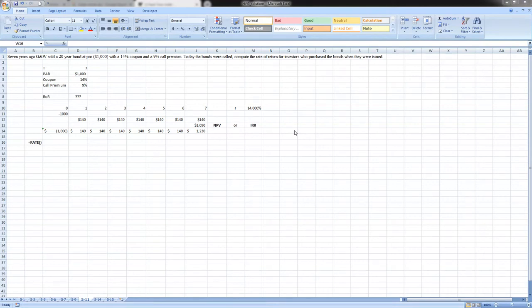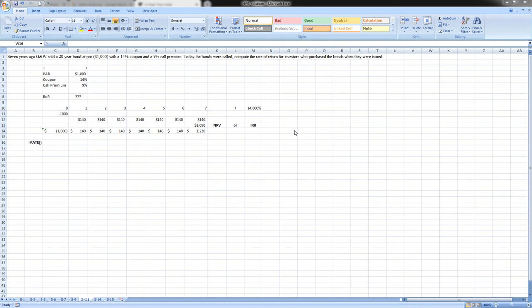What that means is there is an option to call the bonds in, or what's known as a callable bond. And what happens is in the market, rates went down. Because the rate that G&W is paying on the bond is higher than what they can find in the marketplace, they have an incentive to call that bond in and sell bonds at a lower rate, or essentially refinance. So this bond has a 14% coupon.